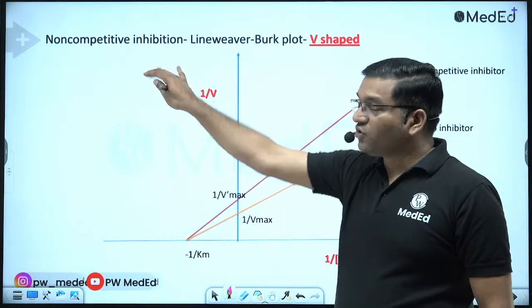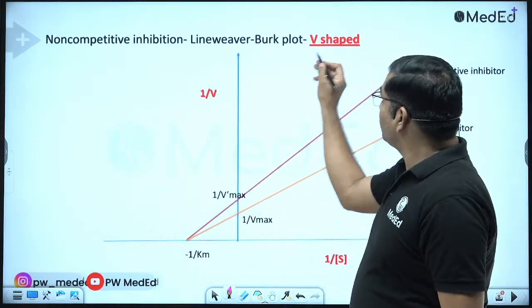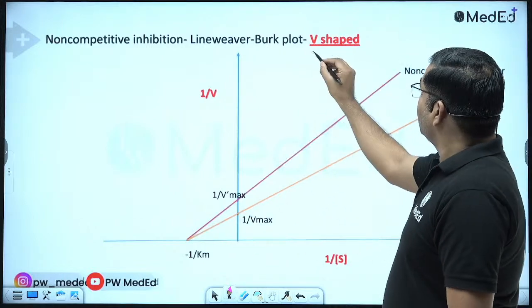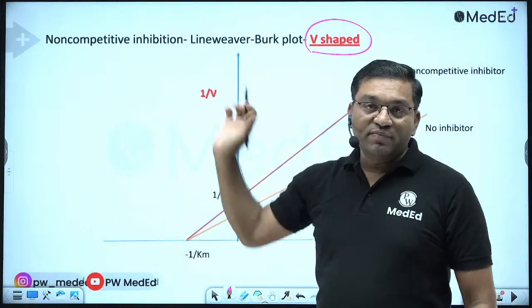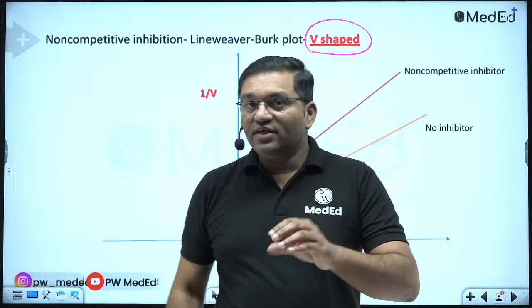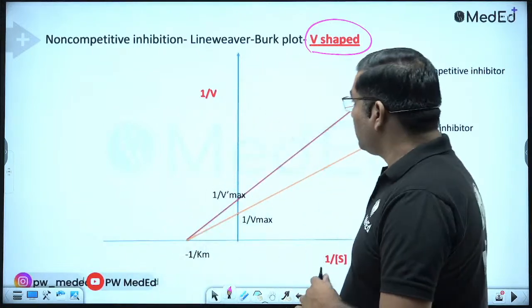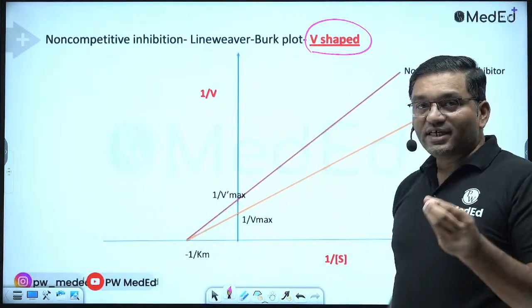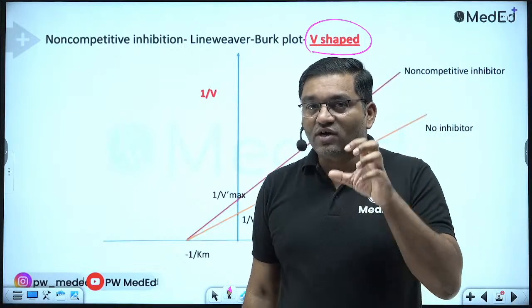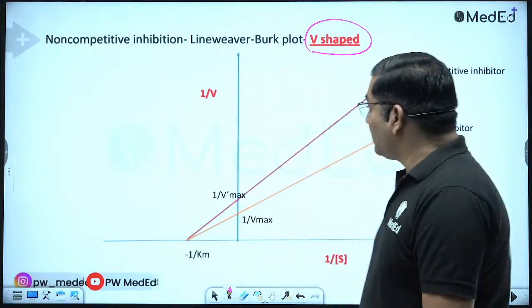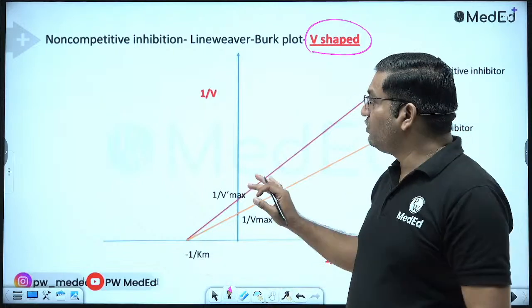Now see, this is non-competitive inhibition, with a V-shaped graph. Here the inhibitor is not structurally similar to the substrate. It attaches to a site other than the active site or substrate binding site, and you will get a V-shaped graph. This is the Lineweaver-Burk plot.